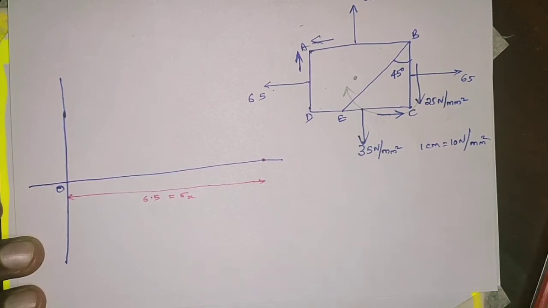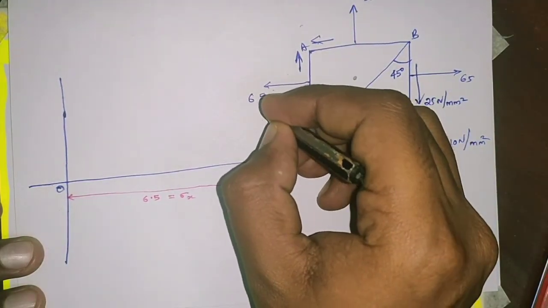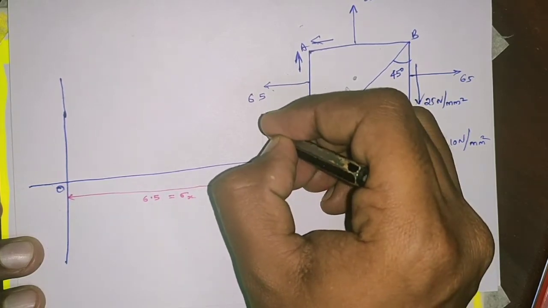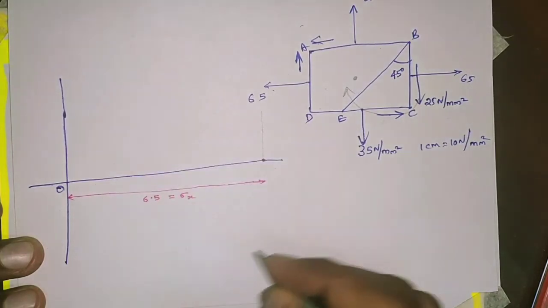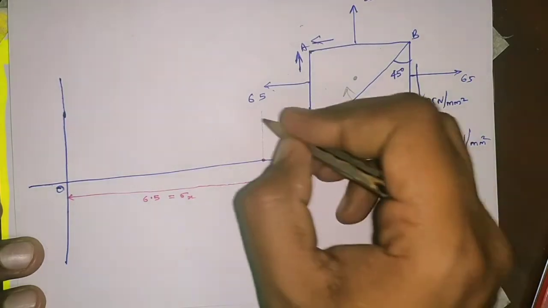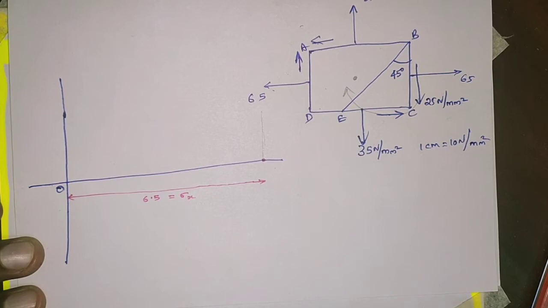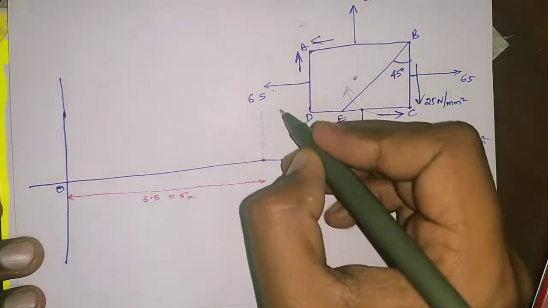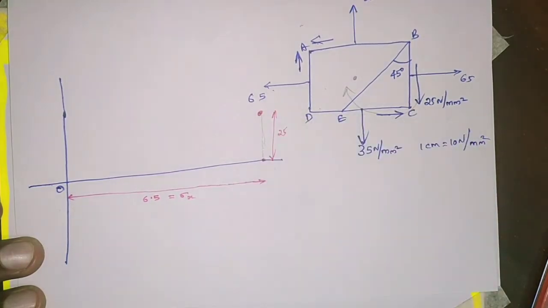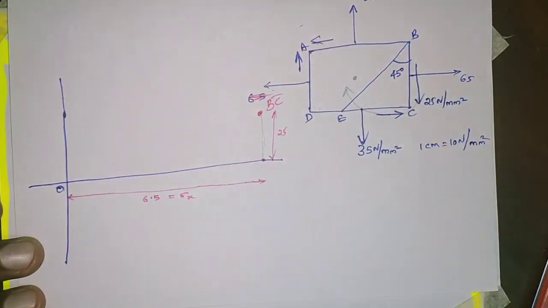So we take another length equal to 25. So we got this point representing the BC plane.